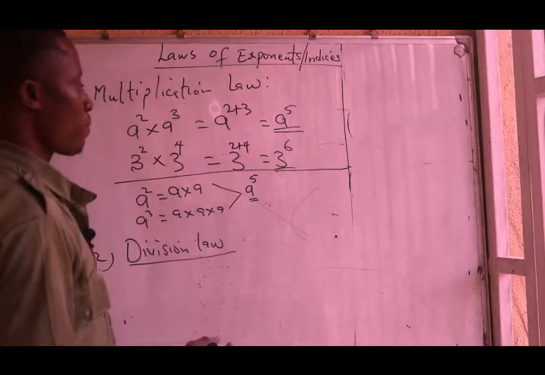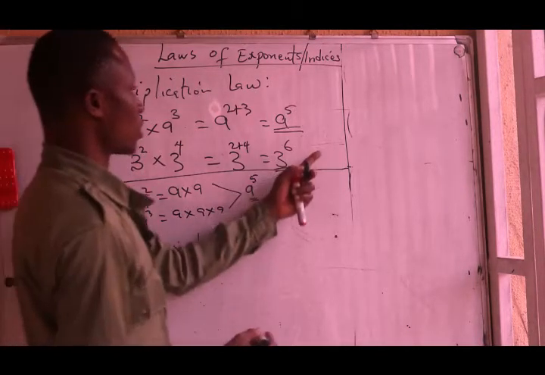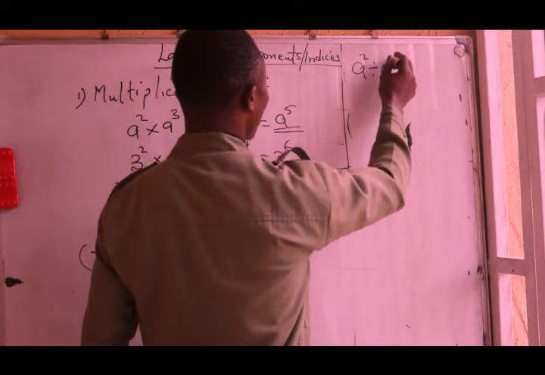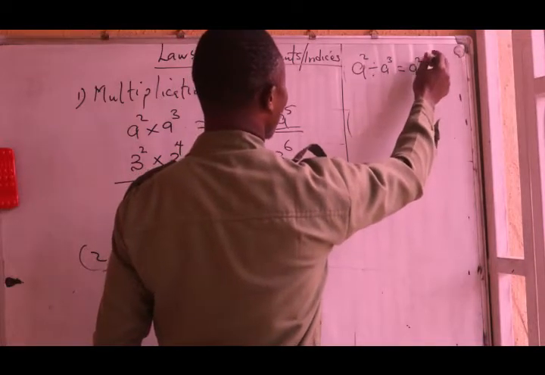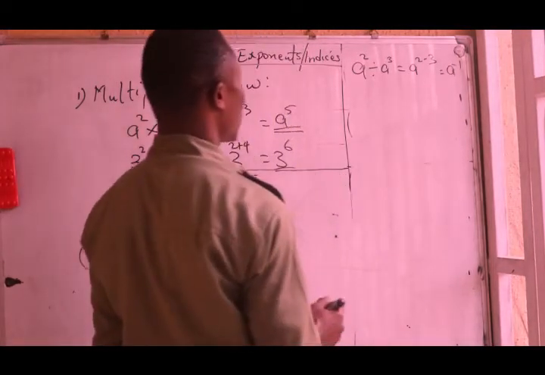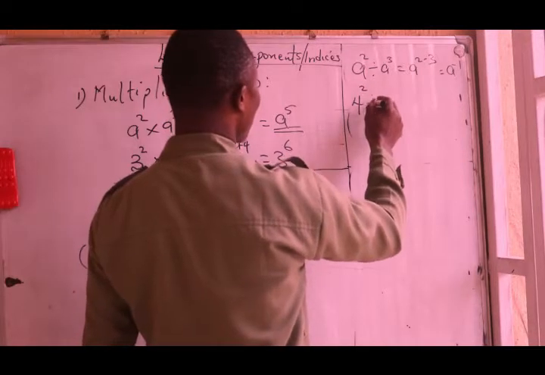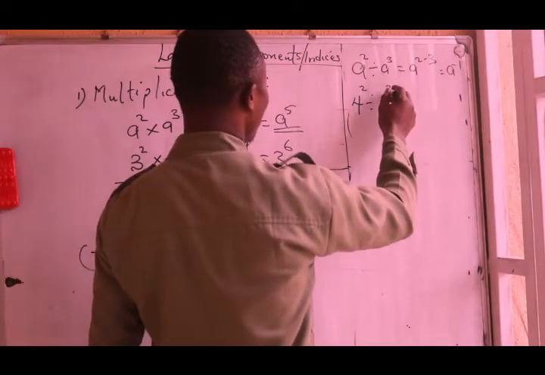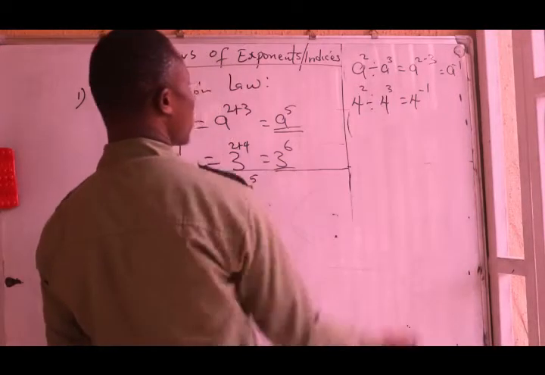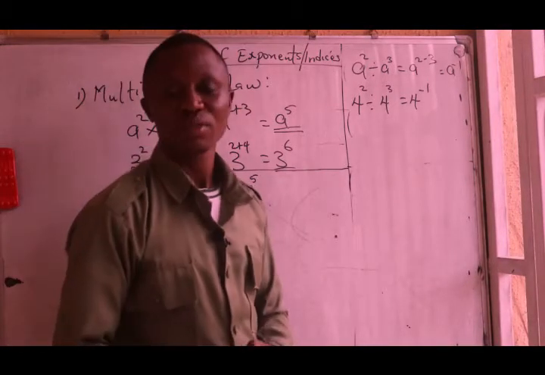For division, when the bases are the same, the powers are subtracted. Let's check it out here. a raised to the power of 2 divided by a raised to the power of 3. This is a raised to the power of 2 minus 3, a raised to the power of minus 1. So if you were having 4 to the power of 2 divided by 4 to the power of 3, this would be 4 to the power of what? Minus 1. 2 minus 3 is minus 1. Is that difficult? That's the division law. When the bases are the same, the powers are subtracted.